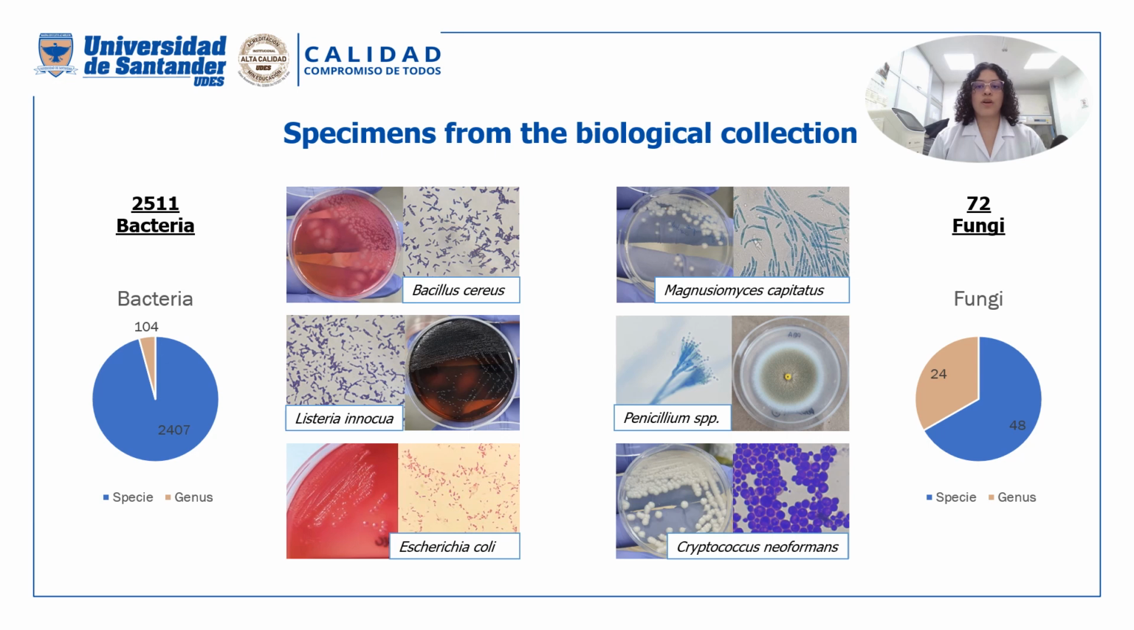The Biological Collection has 2,583 specimens registered, including 2,511 bacteria and 72 fungi. Approximately 95% of the strains are identified at the species taxonomic level, while 5% are identified at the genus level. In the images, you can observe some macroscopic and microscopic morphologies of microorganisms isolated and identified by the researchers.